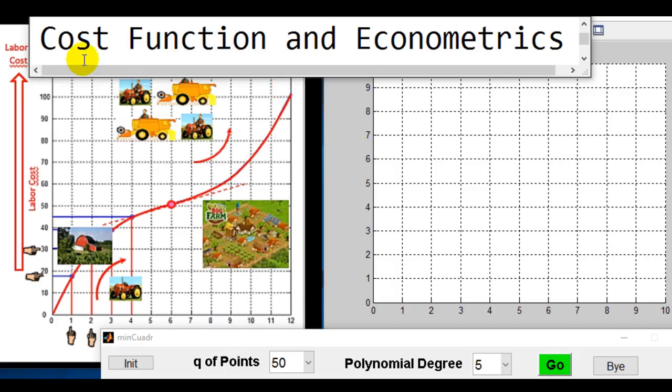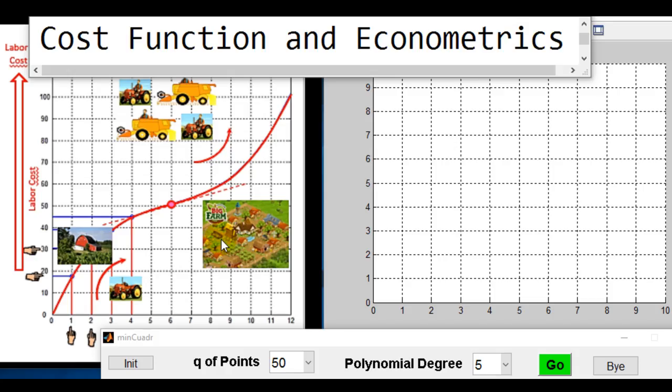Hello, in this video we are going to talk about cost function and some basic concepts of econometrics. What we are going to show is how we can draw the cost function for the case of a small firm and for the case of a bigger firm.